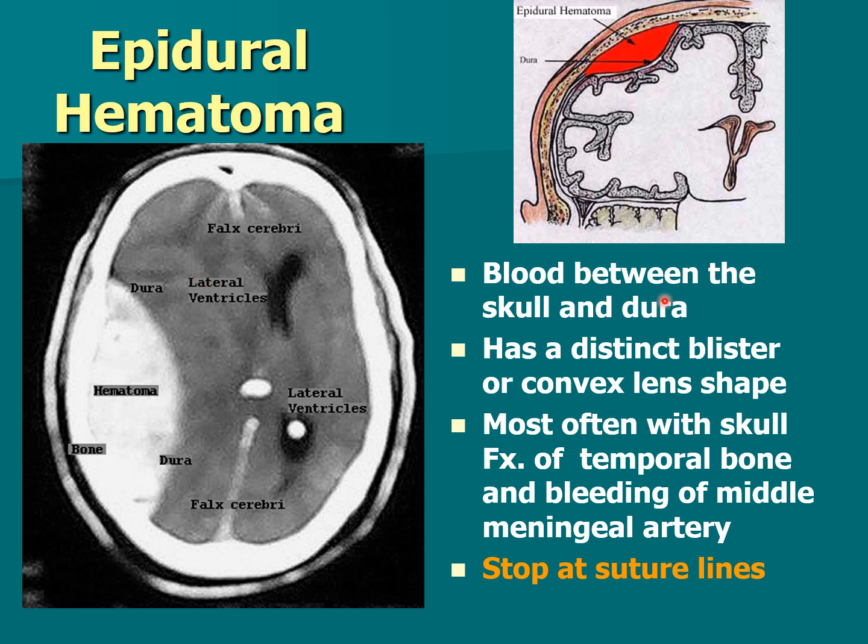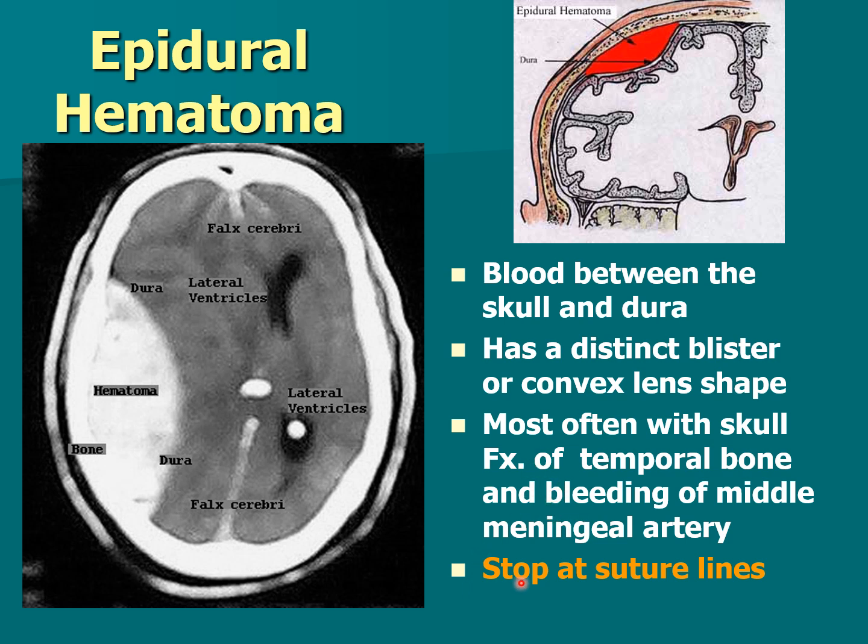So the blood is between the skull and the dura, and here you can see it. You can see that's the dura, the covering here, and that's that epidural hematoma. So it's going to have a nice smooth border because it's got that tough leather covering over the brain, and so it's going to have that nice blister or convex appearance. Most often, this happens with a skull fracture, maybe of the temporal bone, and bleeding from the middle meningeal artery. I don't expect you to know that, but a skull fracture can cause this.